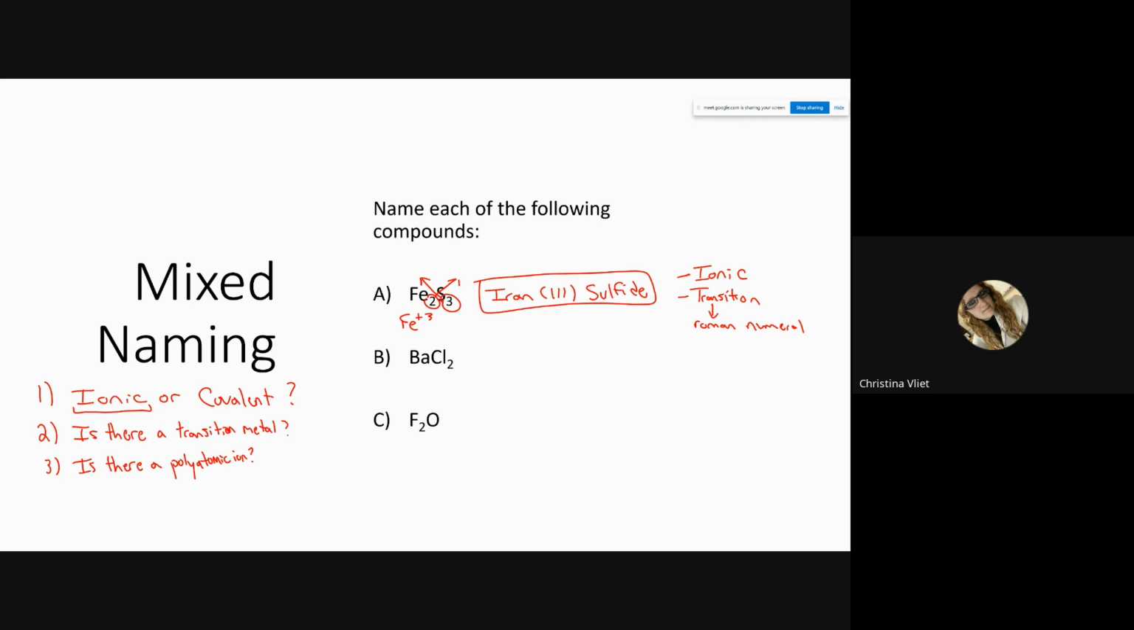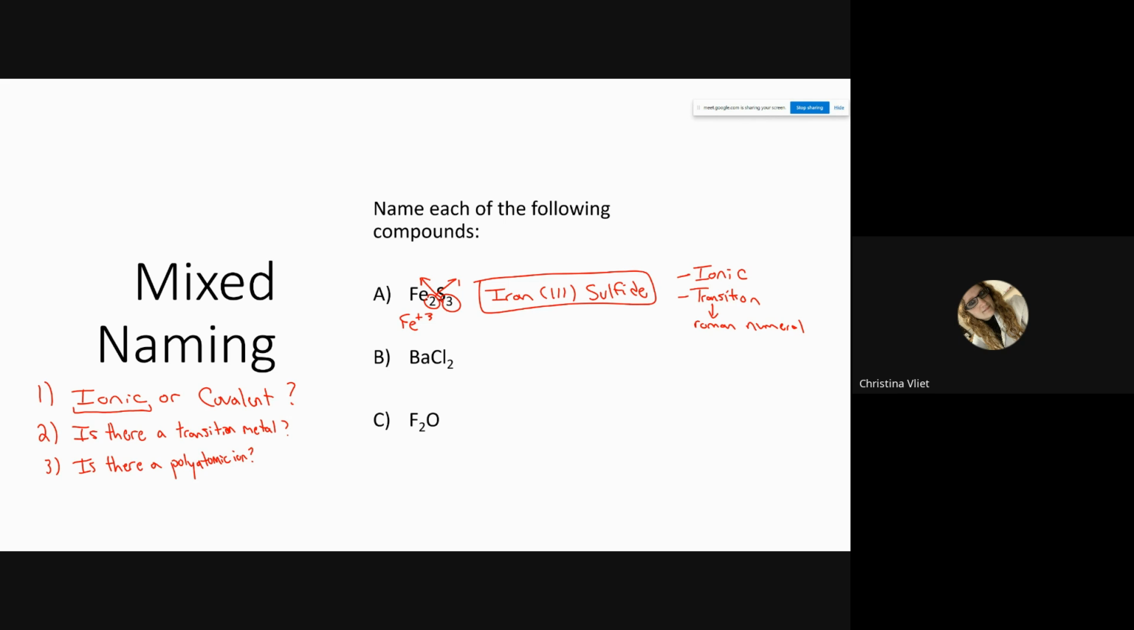BaCl2. You don't need that. Remember, nonmetals never get Roman numerals. Only the transition metal does. We know sulfur is -2 because of its position on the periodic table, so we don't need to say that.